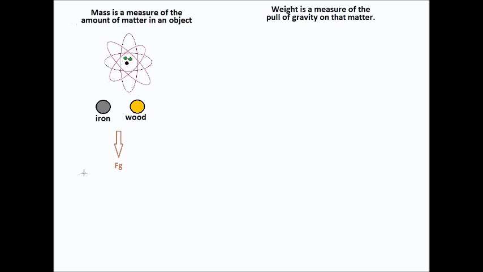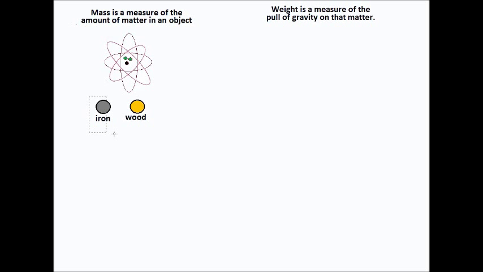But what is it that gravity is pulling on? Well, gravity is pulling on the matter, the mass that's in the nucleus of the atoms that make up the iron and make up the wood. So it is the mass that is controlling the weight, but the weight is not going to exist without the force of gravity. Take away the force of gravity, and the objects have no weight, but they still contain the same amount of matter, and therefore they still have the same mass.